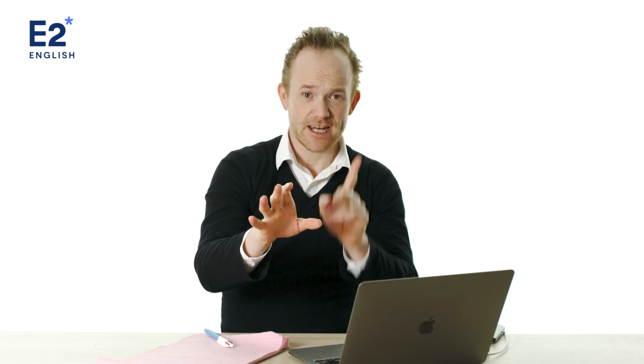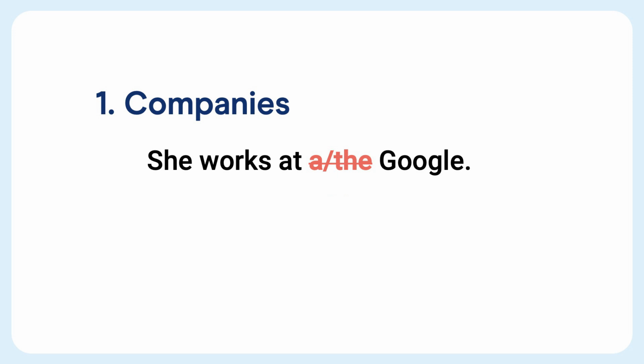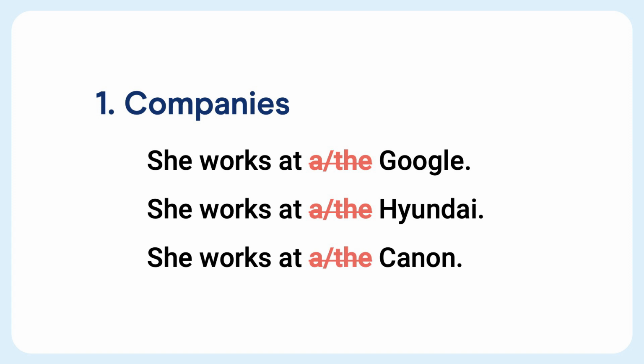Let's take a look at number 1. Number 1, don't use articles with companies. She works at Google. She works at Hyundai. She works at Canon. So, I work at E2. I don't work at the E2.